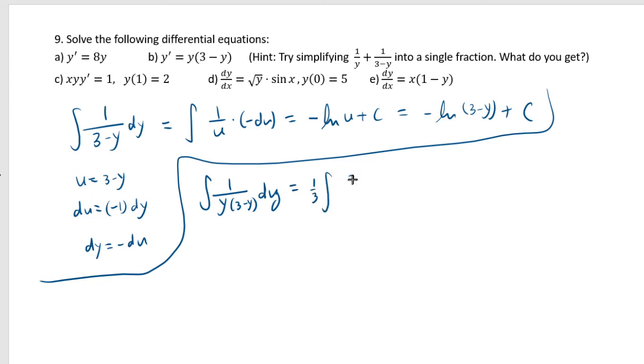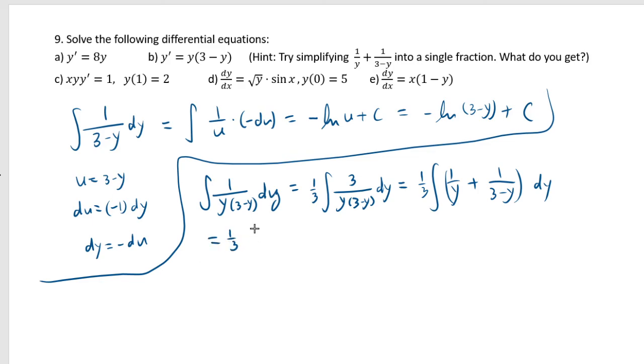This is 1/3 of the integral of 3 over y times 3 minus y dy, and it's 1/3 of the integral of 1 over y plus 1 over 3 minus y. These two are algebraically equal, so I can replace one by the other. And these I know the integral of. This is 1 over 3 ln of y, and for 1 over 3 minus y, we just figured out that this is minus ln of 3 minus y, and then that's the left side.